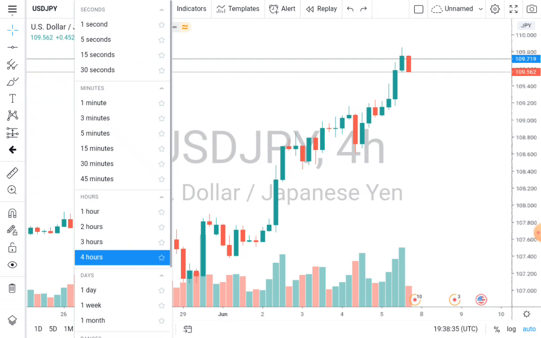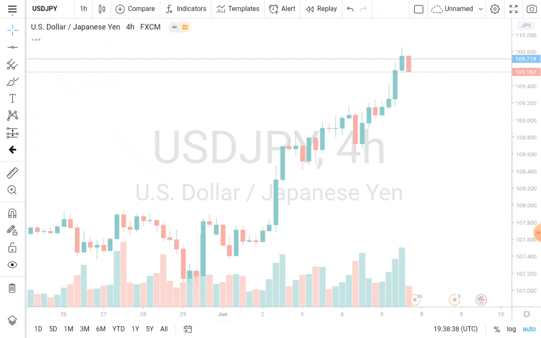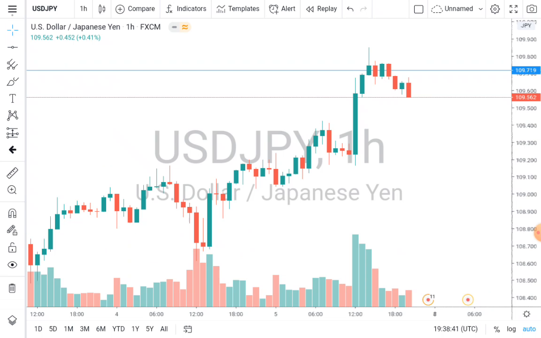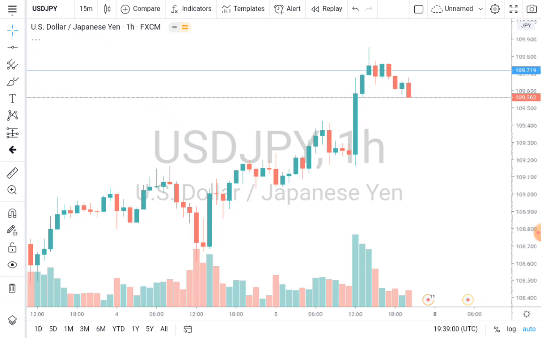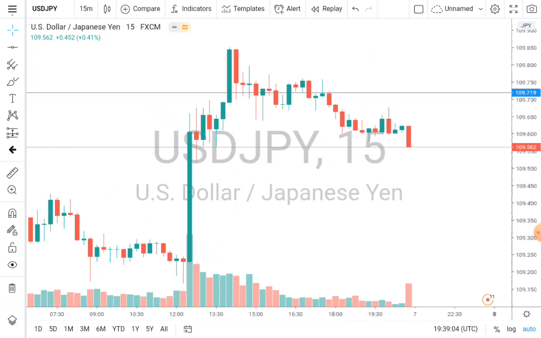So now we go to 1 hour. On 1 hour, we can see there was a bit of consolidation just after the exhaustion, the shooting star, inverted hammer, or pin bar. If we go to a smaller time frame, you'll see that very clearly. Let's go to 15 minutes. 15 minutes will show you it was consolidating.